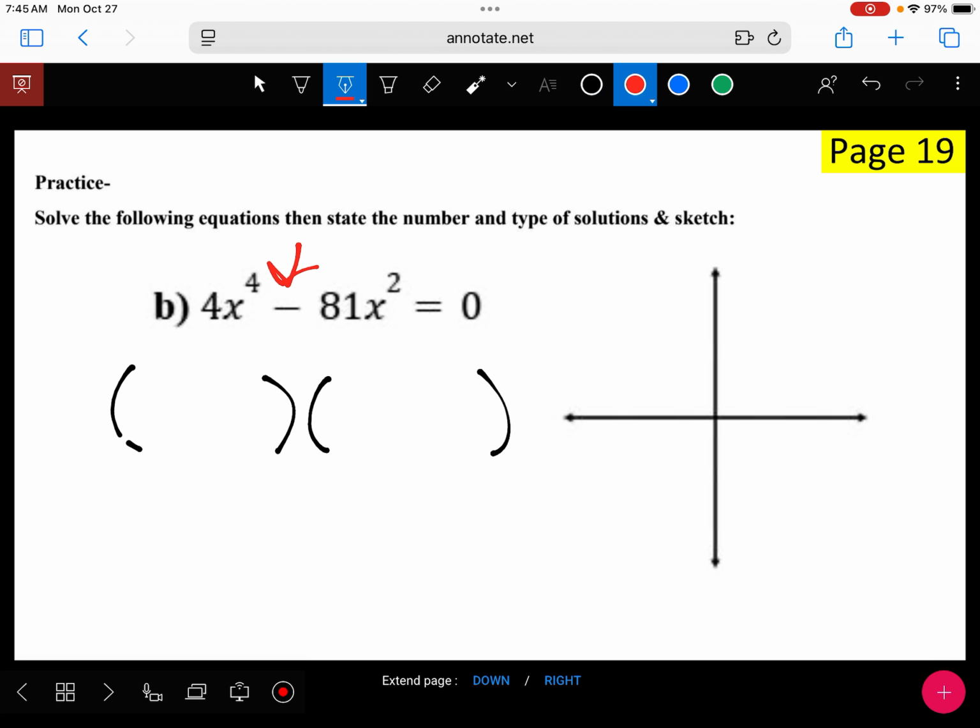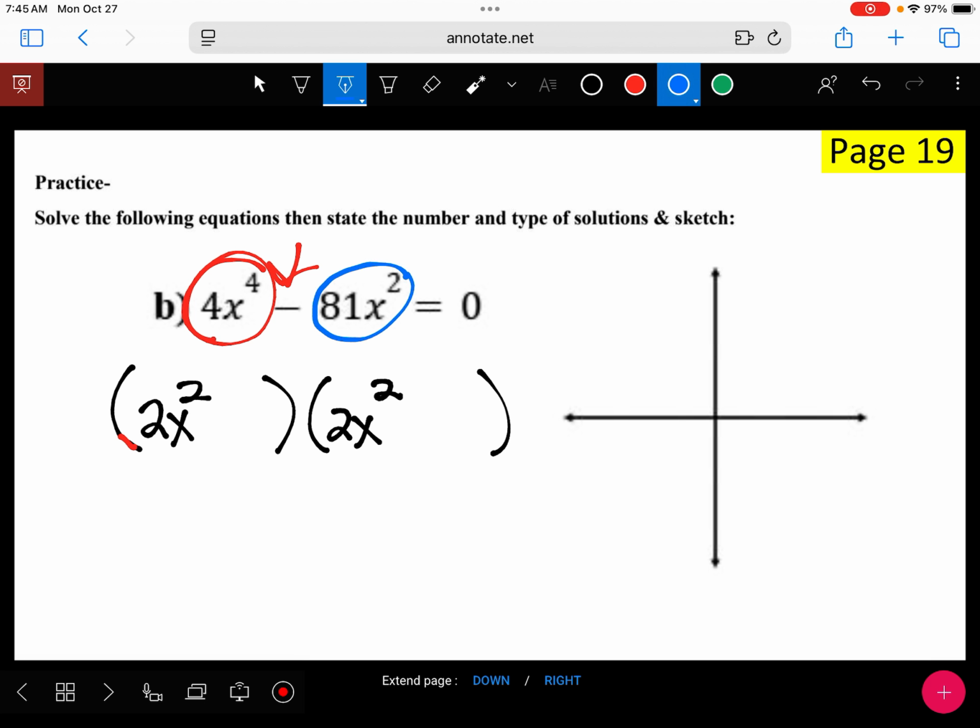What do you think I'm multiplying to get 4x to the 4th? 2x squared. Thank you. Put that in the front of both. To get 81x squared, that's just going to be a 9x. Because 9x times 9x would be 81x squared. All right, one is positive, one is negative. Now we got to solve both of them.